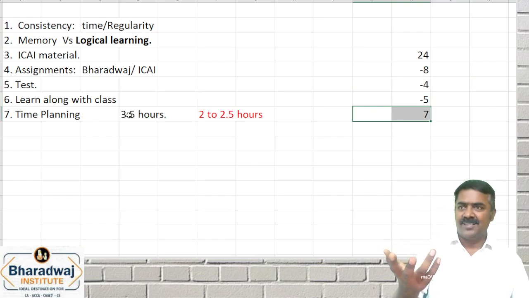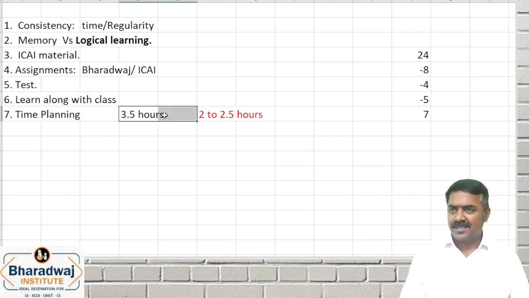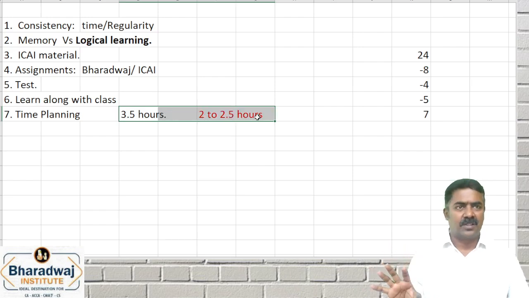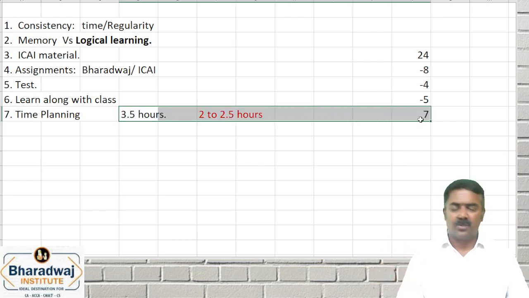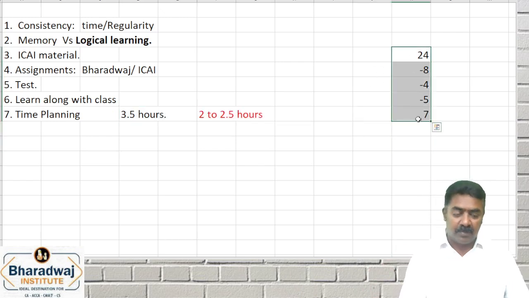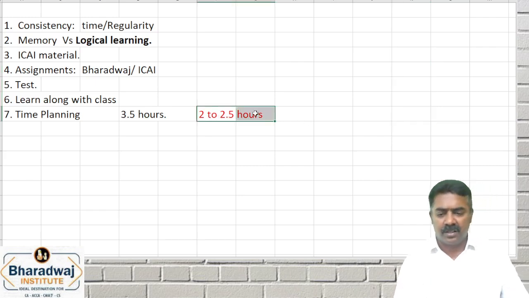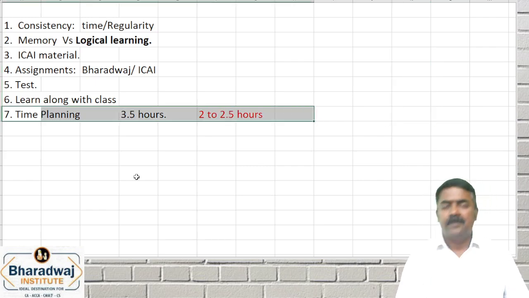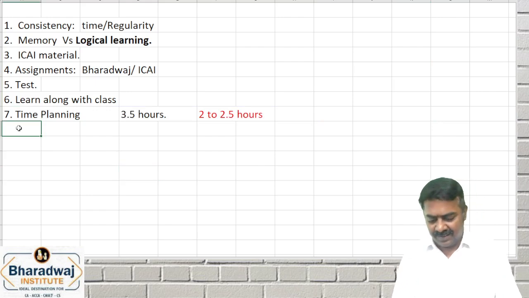Saturday, Sunday, you don't have college. So 3.5 hours in class, 2 to 2.5 hours at home. Around 6 hours for this course, where still you can relax for about 1 hour a day. So you definitely have to plan the day, plan the time, and ensure that you are doing this. This definitely matters.